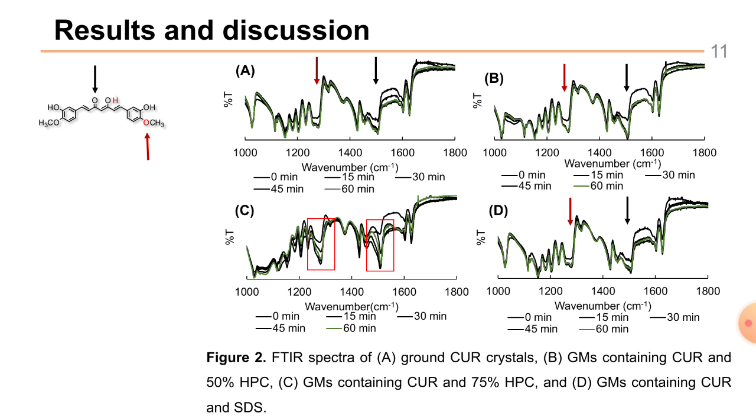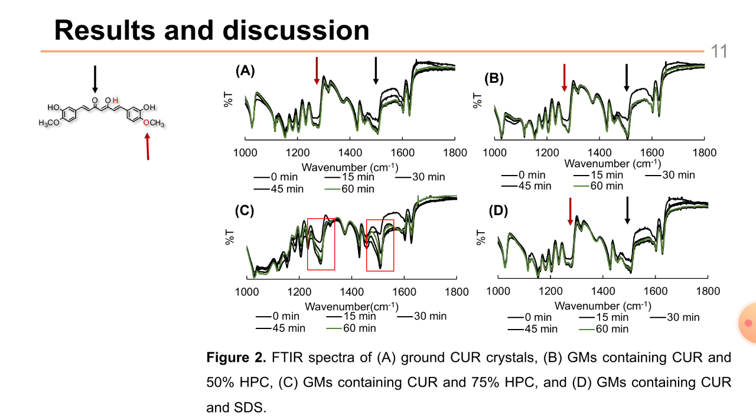In Figure A, the red arrow shows the peak of the ethyl group, and the black arrow shows the peak of the carbonyl group. There was an increase in peak intensity at these 2 peaks. Because curcumin exists as keto-enol in the solid state, it is considered that the hydrogen bond was formed between curcumin and curcumin. Let's see Figure B.